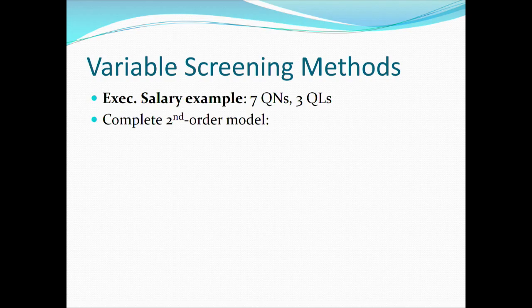Sounds like a good one. Let's use these 7 quantitative variables and 3 qualitative variables to model salary. Sounds pretty good. And let's start with a complete second order model. So we're going to put curvature in, we're going to put interaction in. Now if you do this, here's what happens.